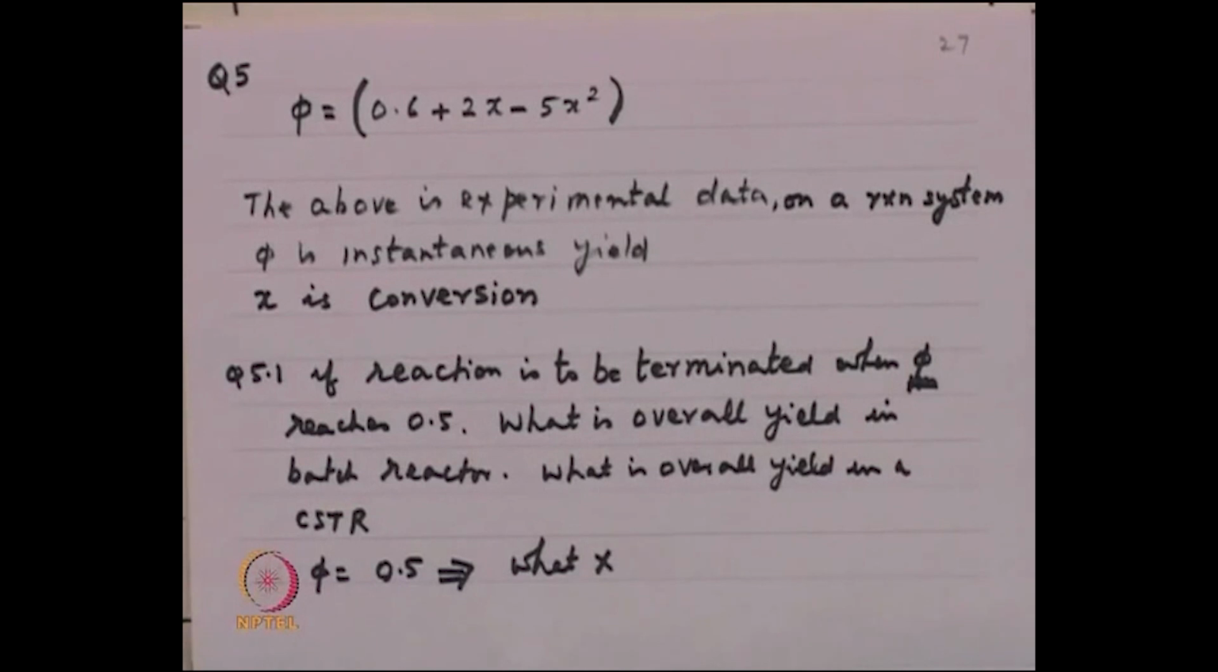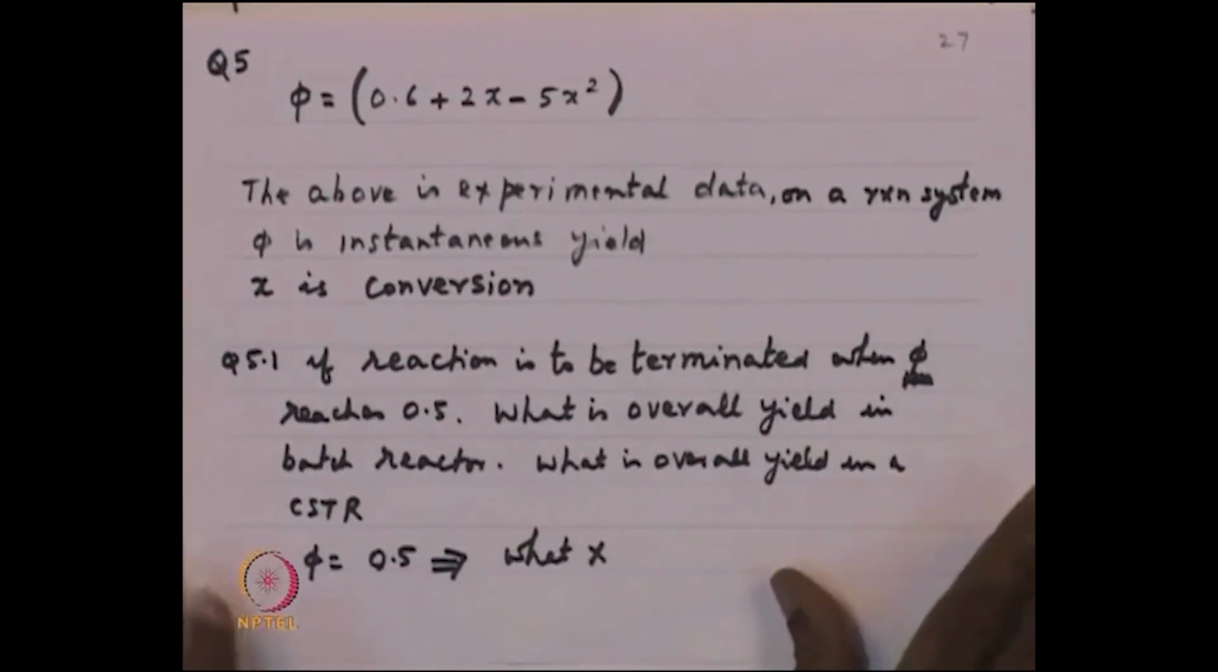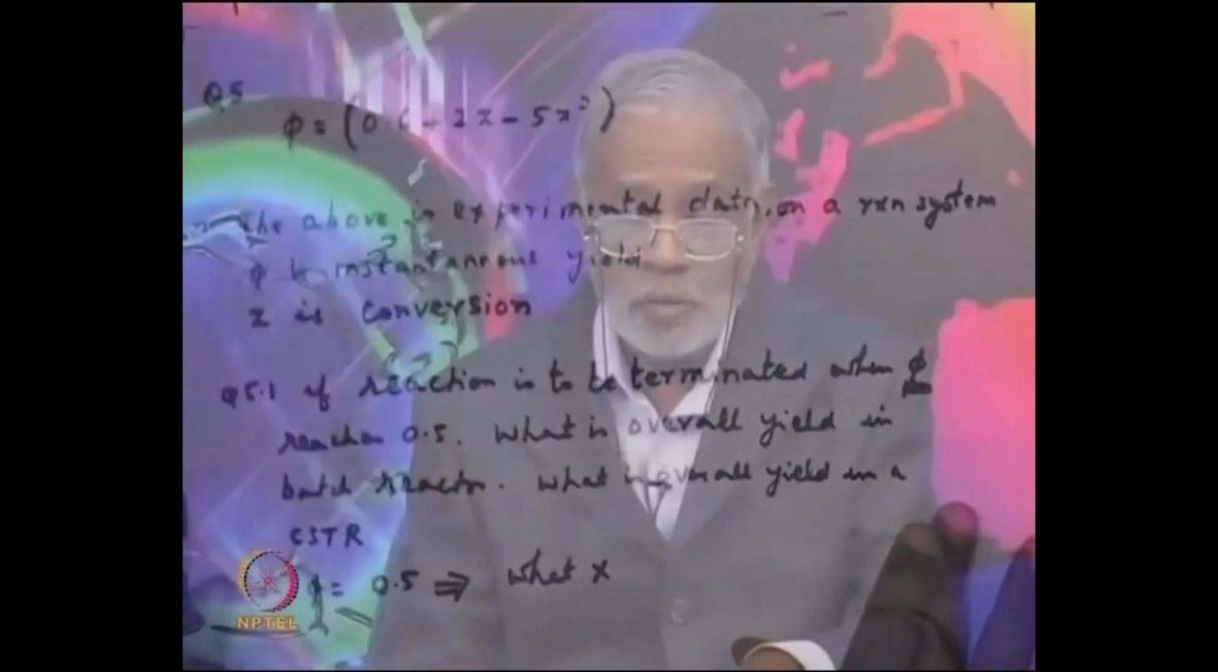How would we approach this? Phi is given as 0.5. So, what is the expression for overall yield? We say it is integral phi dxA divided by xf, correct. So, how do we do this?